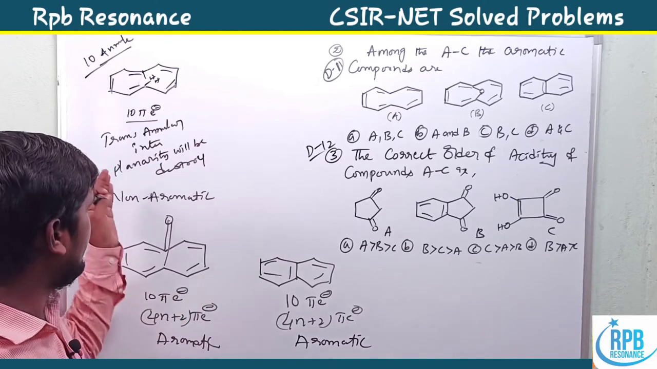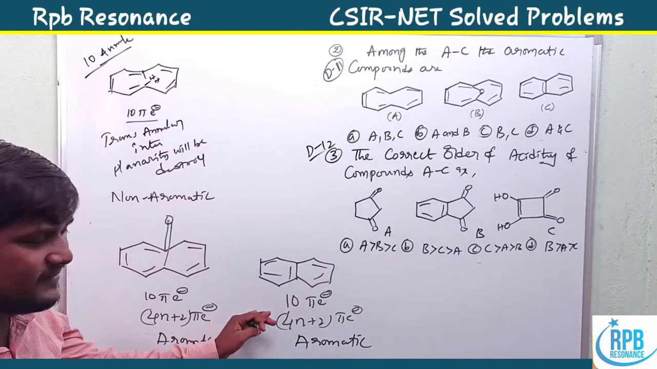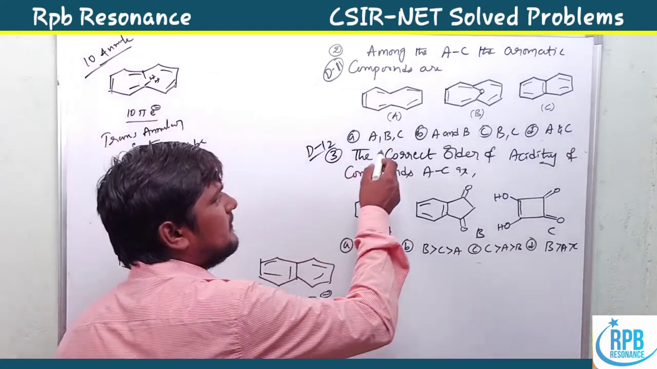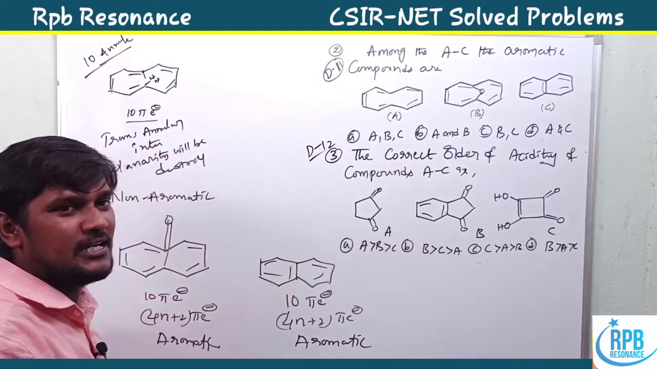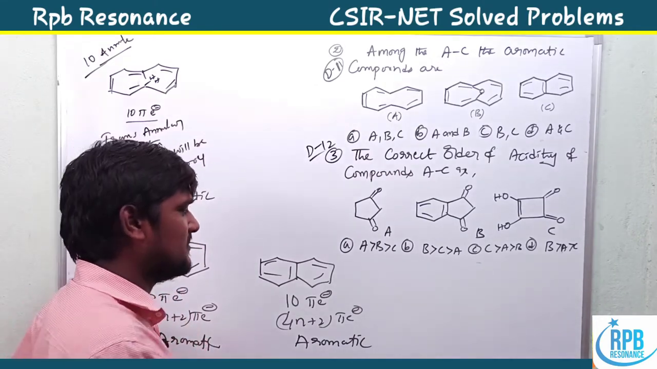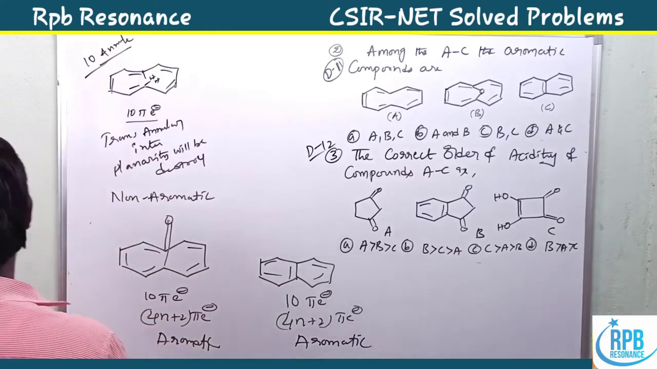So A is non-aromatic, B is aromatic, C is aromatic. Then B and C are only aromatic in nature. Option A is A, B, C, so this is wrong. Option B is A and B, this is also wrong. Option C is B and C. This is the correct answer. So option C is correct for the second question.